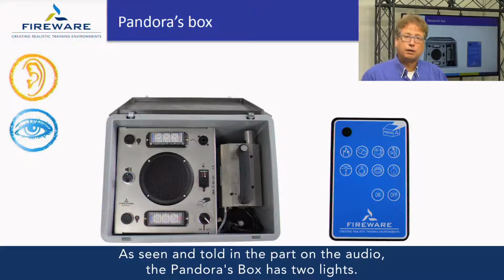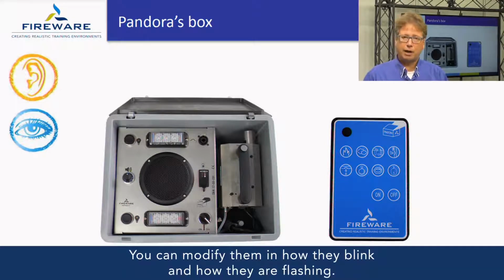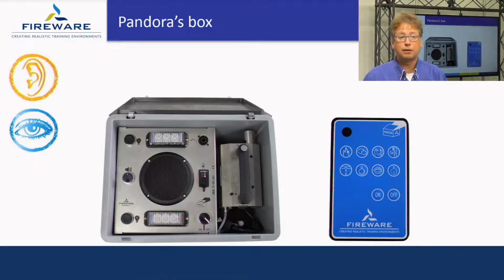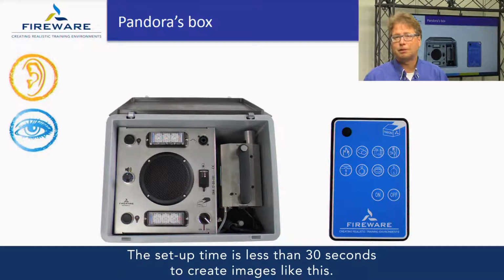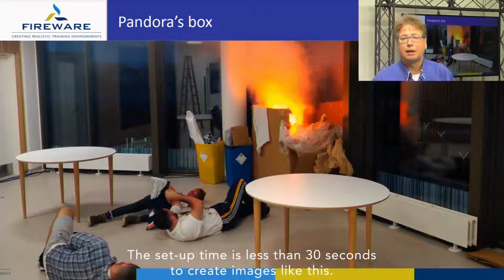As told in the part from the audio, Pandora's box has 2 lights. You can see them into the case. You can modify them in how they blink and how they are flashing. And this is a very easy tool because the Pandora's box is battery operated. The smoke machine inside is battery operated. You can all control them with a remote control. So the setup time is less than 30 seconds to create images like this.